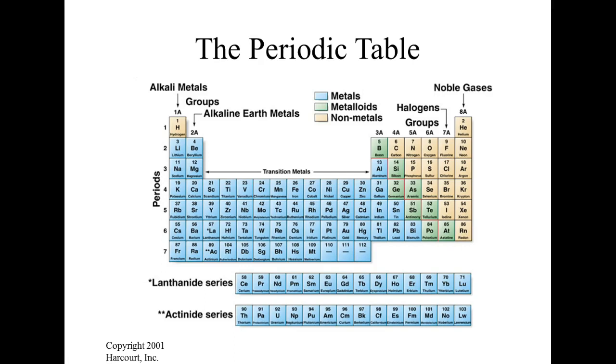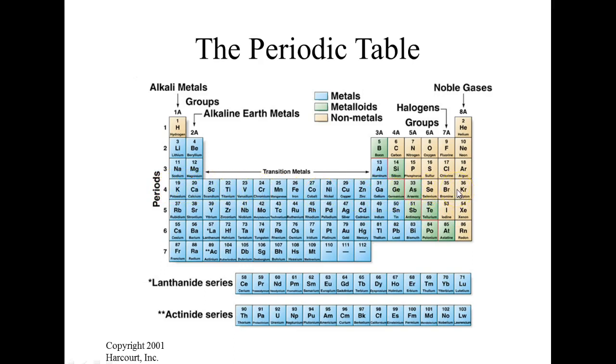So here's a periodic table, and you notice it's arranged logically with columns and rows. The columns are called families or groups, and the rows are called periods. That's why we call it the periodic table. This whole period has a unique pattern.